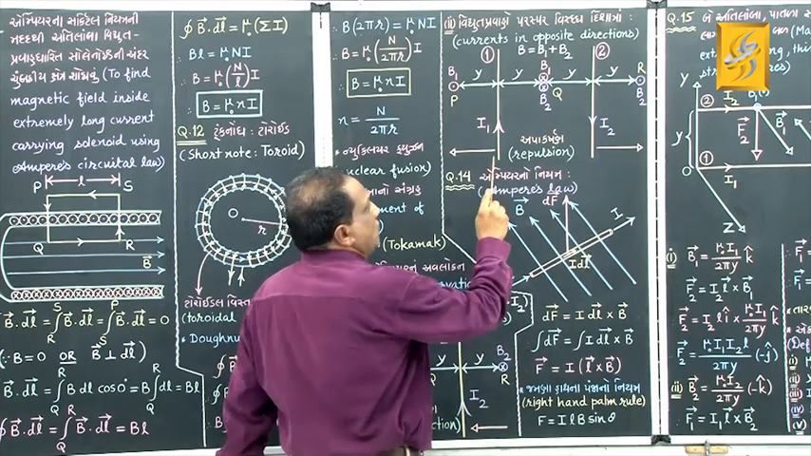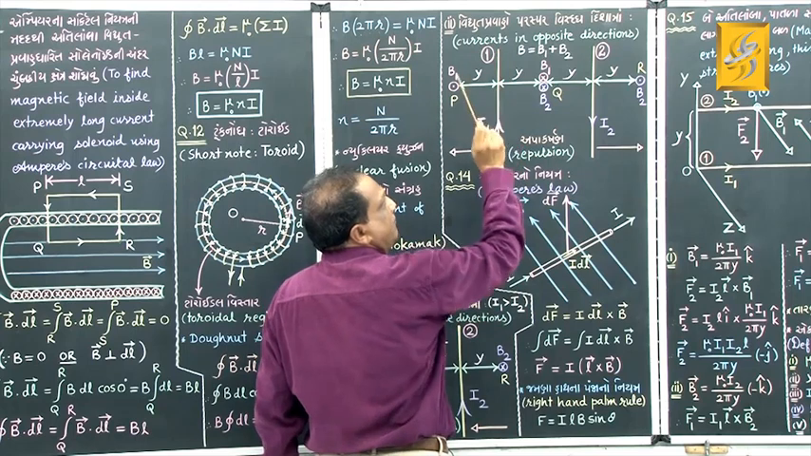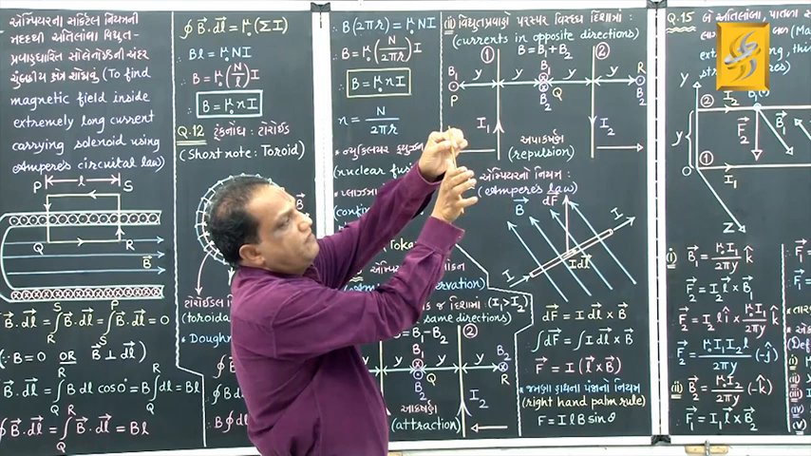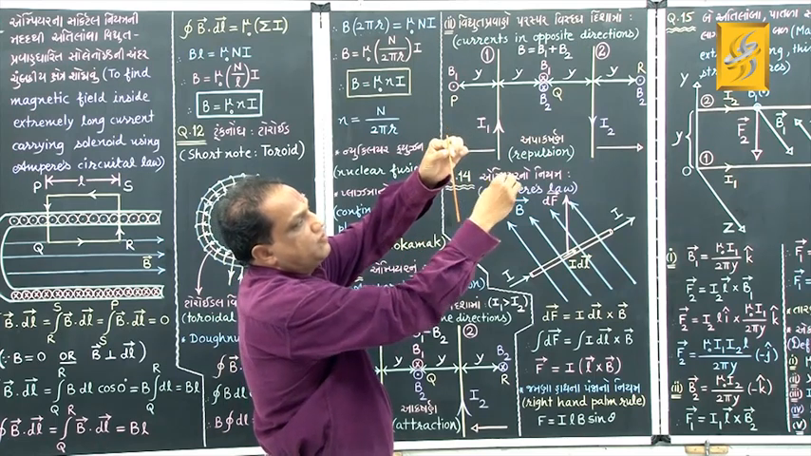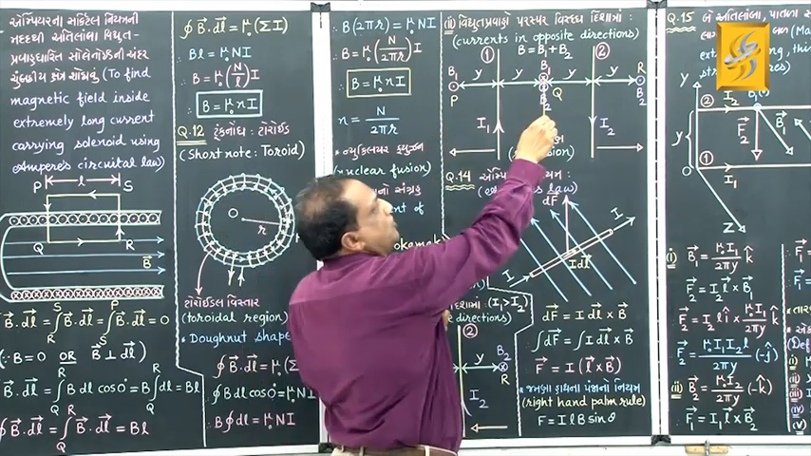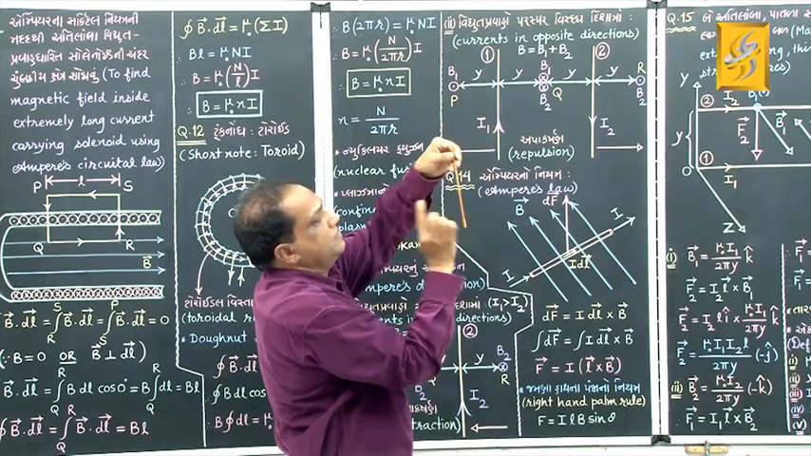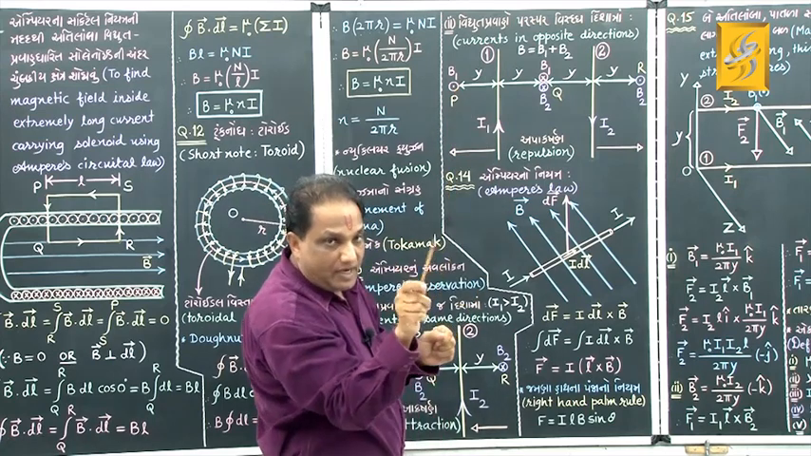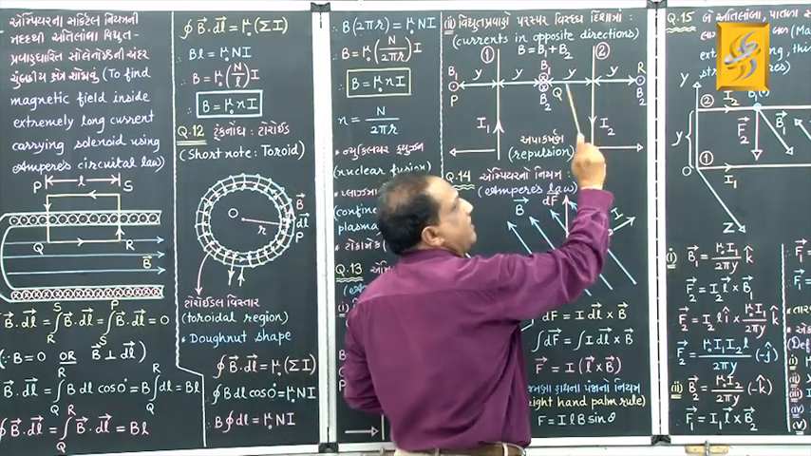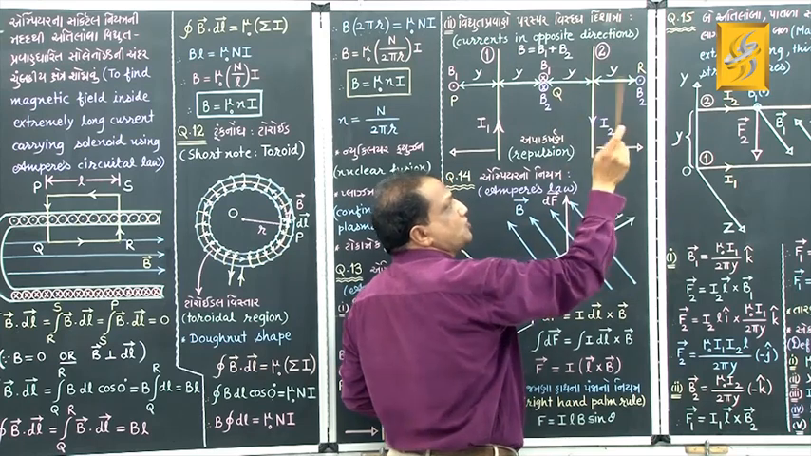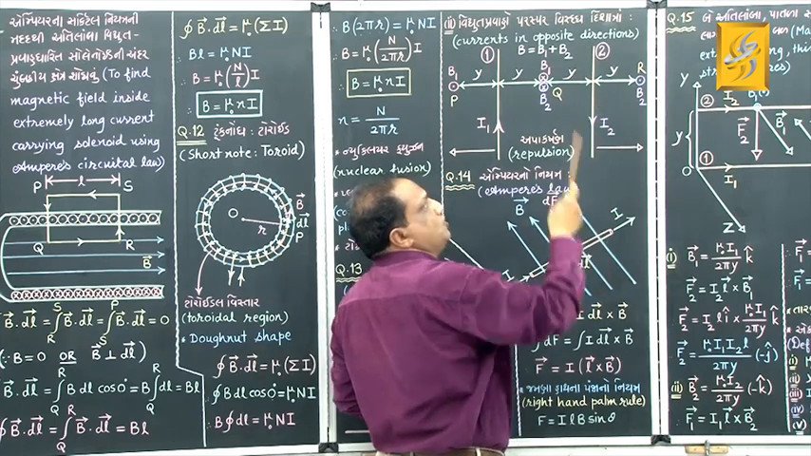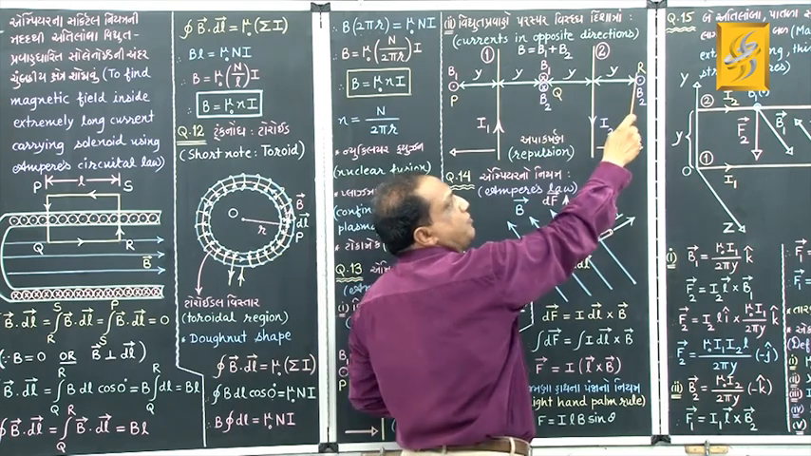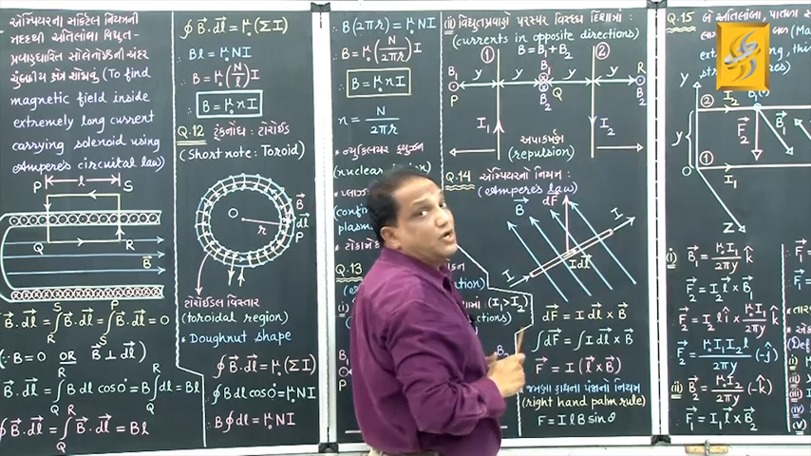How? Hold this current carrying wire in your right hand palm such that the thumb points in the direction of current, and the fingers are taking a turn this way, correct? So from here it is going inside, so I am putting a cross. From here it is coming outside, so I am putting a dot, correct? Similarly, if you find out the direction of magnetic field at points Q and R because of current I2 through the second wire, you will get it this way. At point Q it is perpendicularly inside, so I am putting a cross. At point R it is perpendicularly outside, so I am putting a dot.